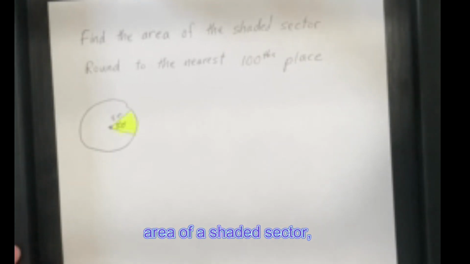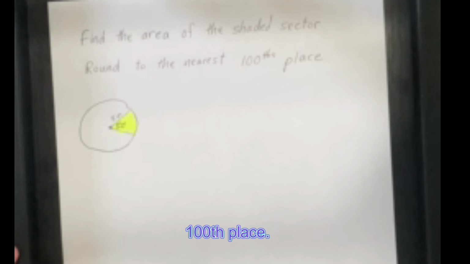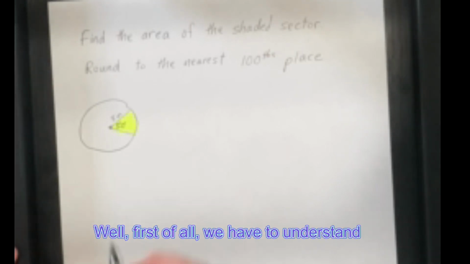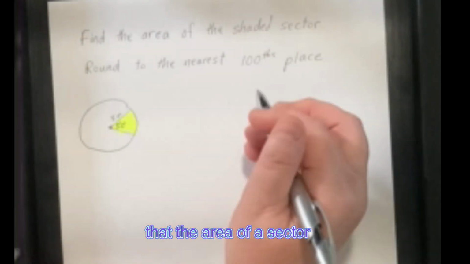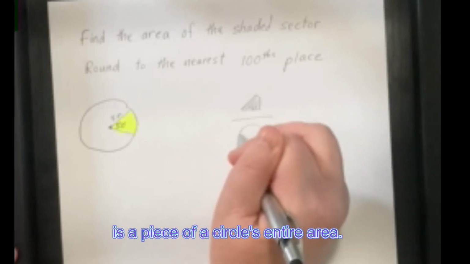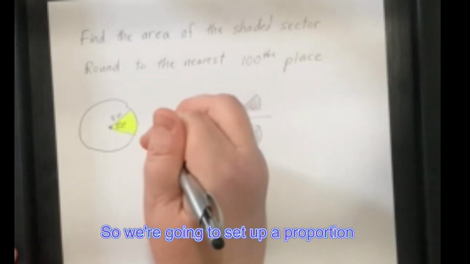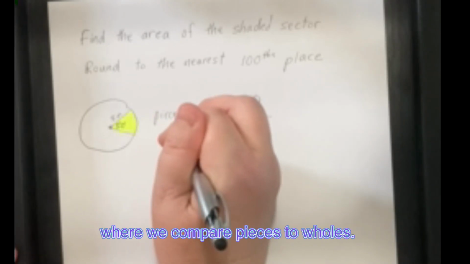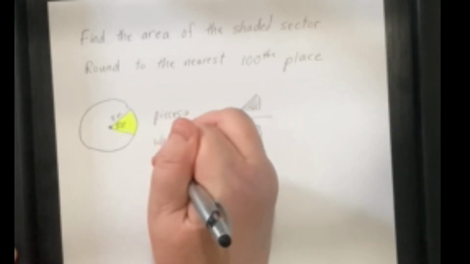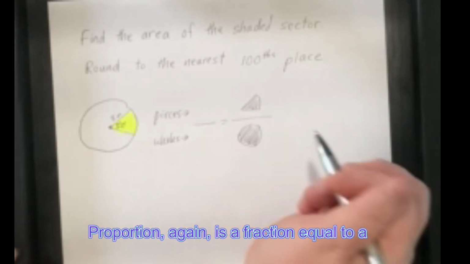Alright, today we're going to find the area of a shaded sector, and we're going to round to the nearest hundredth place. First of all, we have to understand that the area of a sector is a piece of a circle's entire area. So we're going to set up a proportion where we compare pieces to wholes. A proportion again is a fraction equal to a fraction.